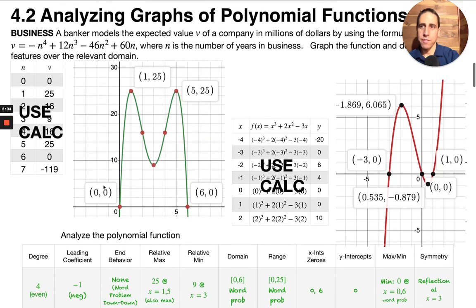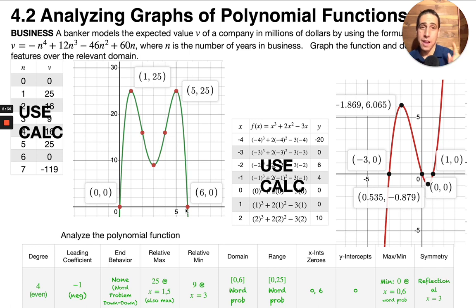So let's take a look. When you're looking at this graph and this equation, if it's asking you to analyze a polynomial function, this is what we're looking for. This is an analysis. Degree: the highest exponent is 4, and we note that that's actually even. The leading coefficient is negative 1, because it's right here. There's an imaginary 1 in front of every variable if you want it, and we note that that's negative. And the end behavior, well, there's not really any end behavior because it doesn't leave the graph. It's a word problem, so it starts here and it ends here, and that's it.